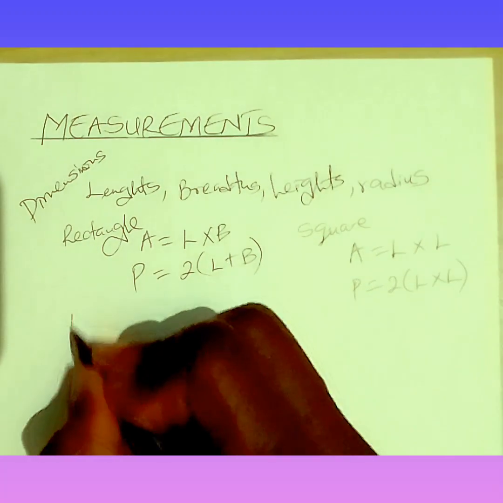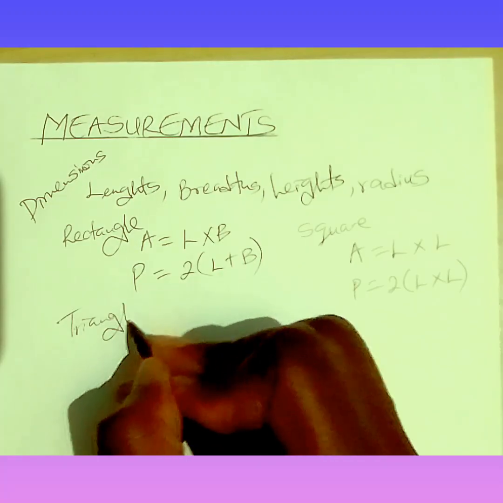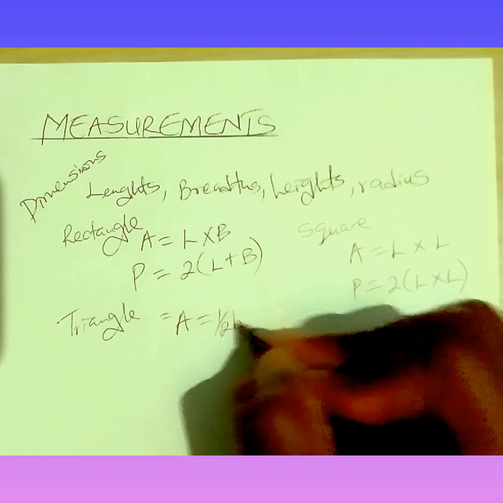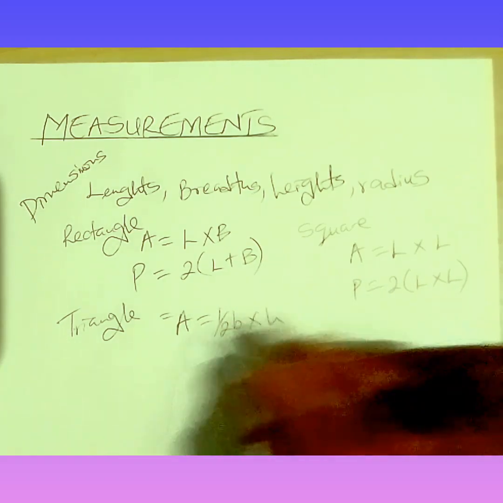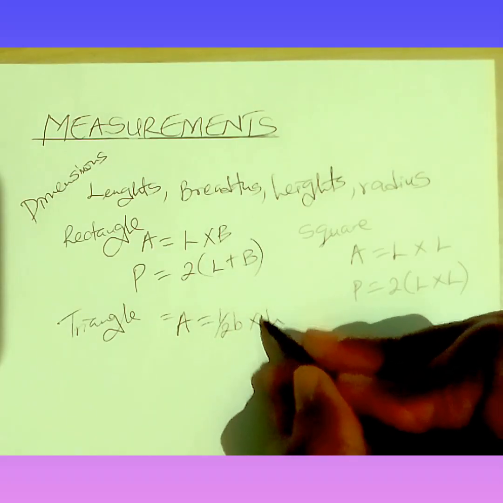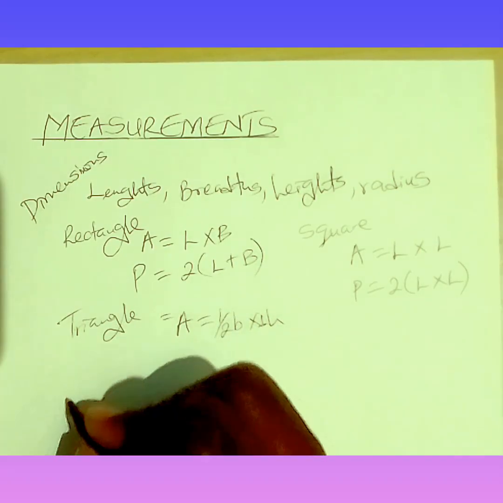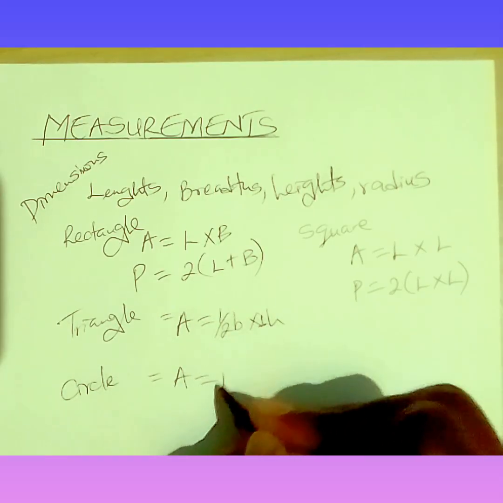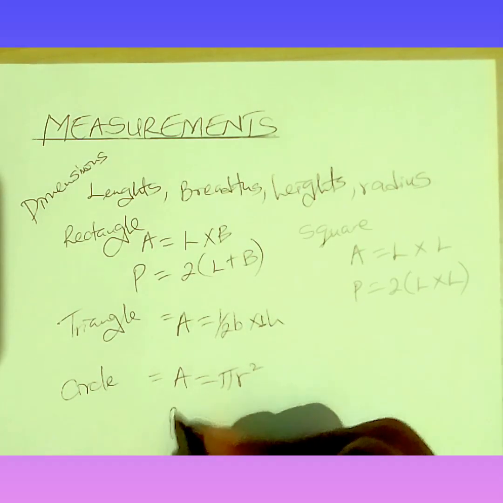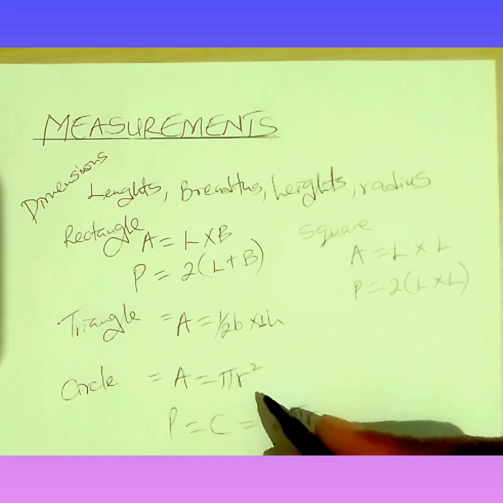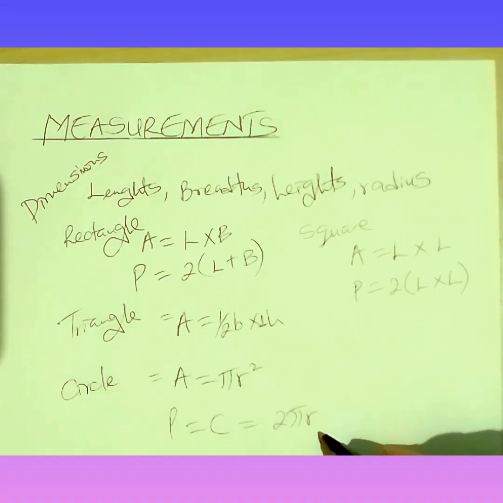And then we have our triangle. These are the basics. For our triangle, the area is half base times height, and the perimeter of a triangle is adding up all the external sides. Please note that this height is the perpendicular height. And then we have the circle. The area of a circle is pi r squared, whereas the perimeter is the same thing as the circumference, which is 2 pi r, where r represents our radius.